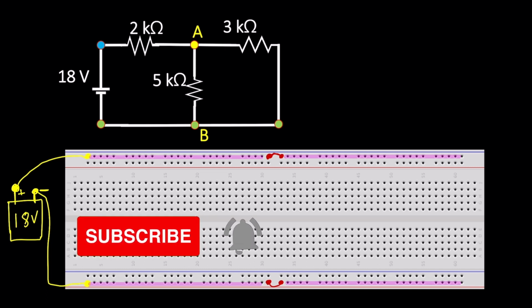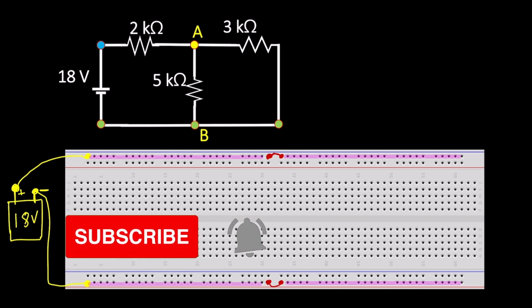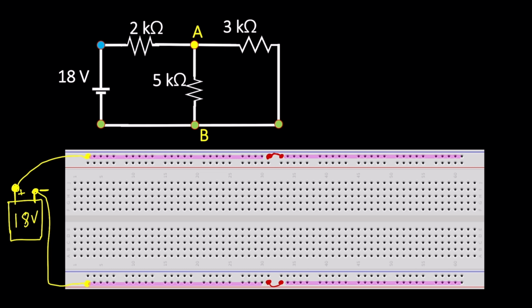Now you need to connect a 2 kilo ohm resistance, right? And the 2 kilo ohm resistance connects with the positive terminal of the voltage source. So let's connect the resistance first.